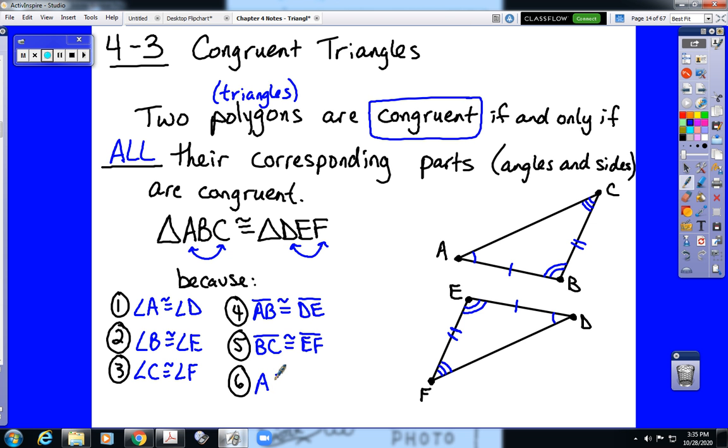So AC is congruent to DF. Put 3 dash marks on AC, 3 dash marks on DF. The only way that this congruence statement is true is if all 6 of these statements are true.